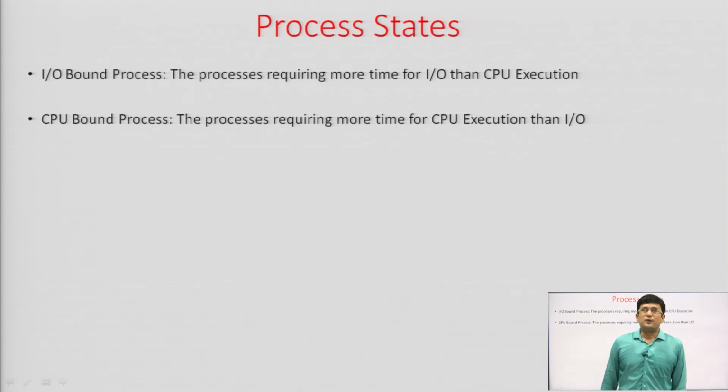There are two types of processes that you should remember: IO bound processes and CPU bound processes. The IO bound processes are those which spend more time at the IO, and CPU bound processes are those which spend less time at the IO, but more time at the CPU. So, we need to create a balance between the IO bound processes and the CPU bound processes.